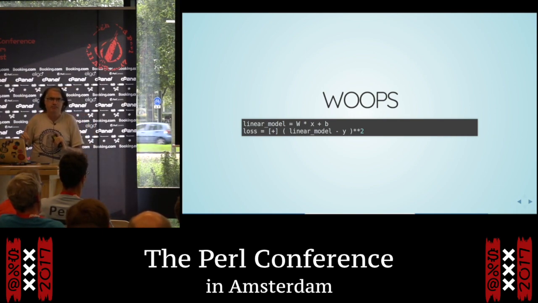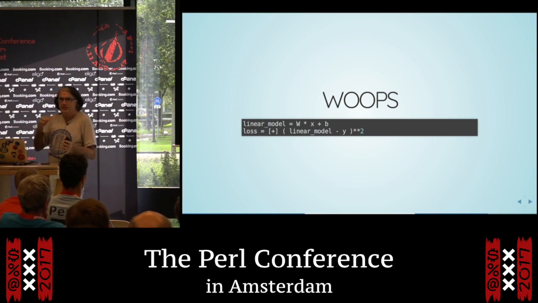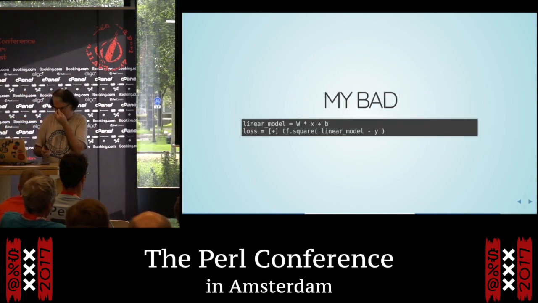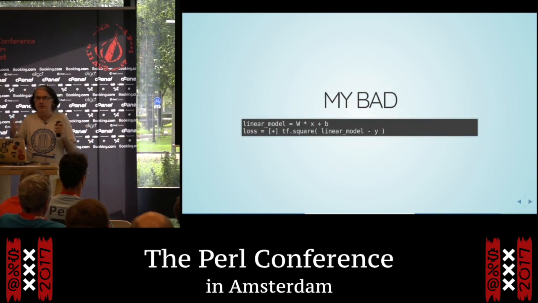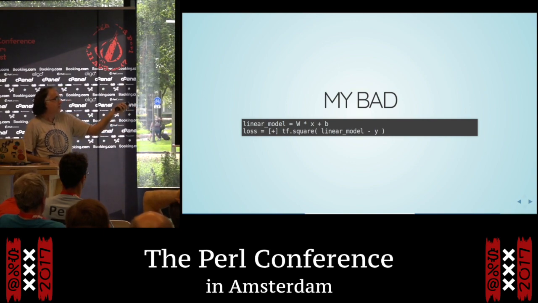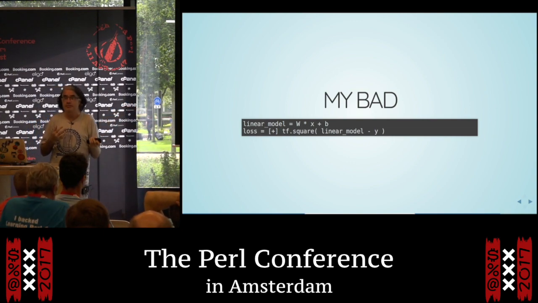Slight problem: Python won't let you overload exponentiation, and that is needed for the graph. So we can't do that. So we'll call the square function on that, which returns the square of the comp. Remember that the loss here and the model are both graphs.